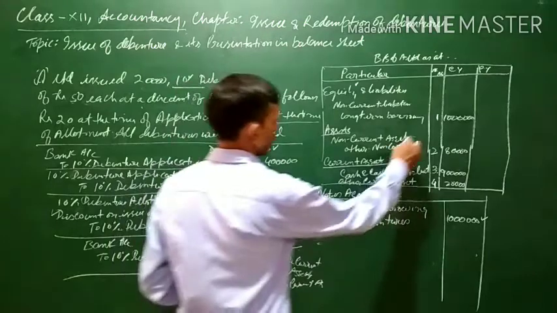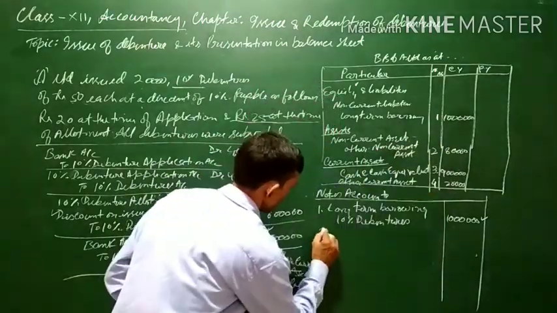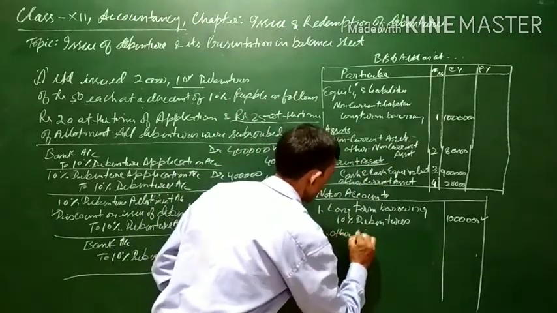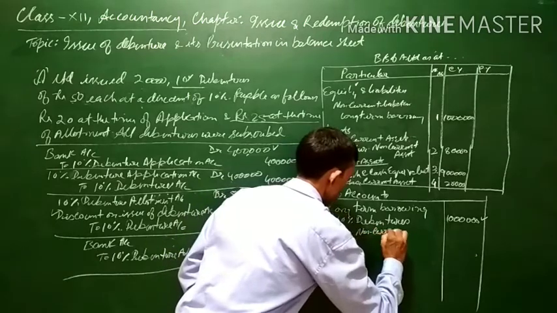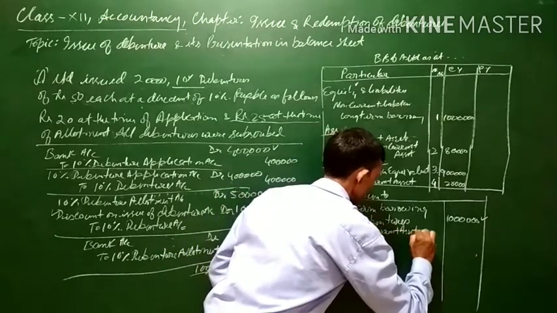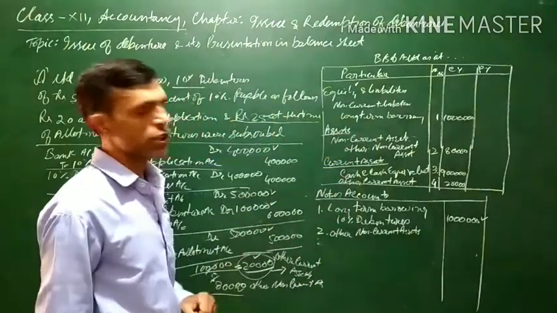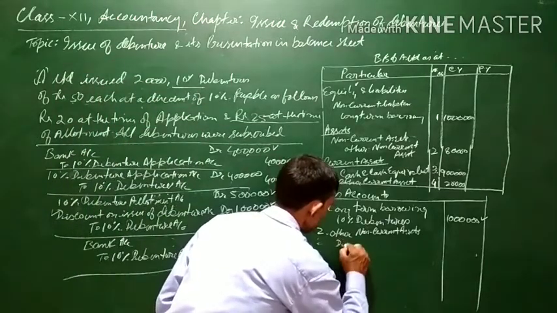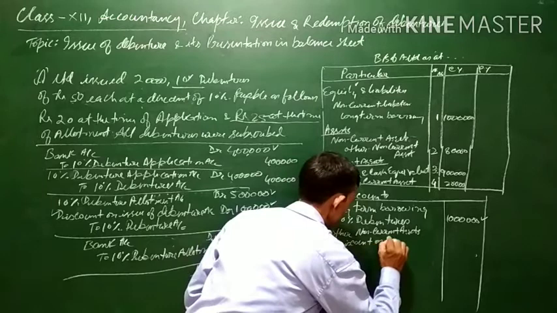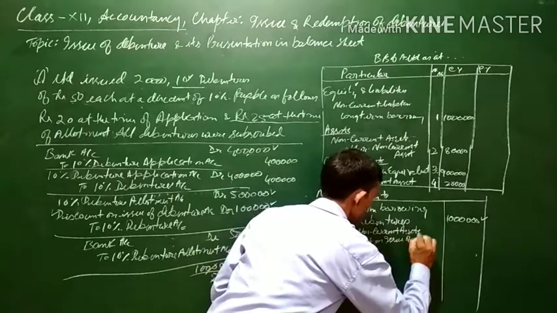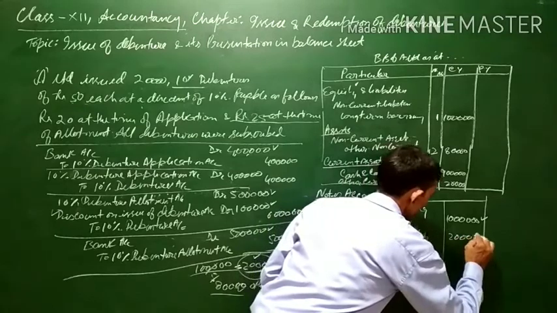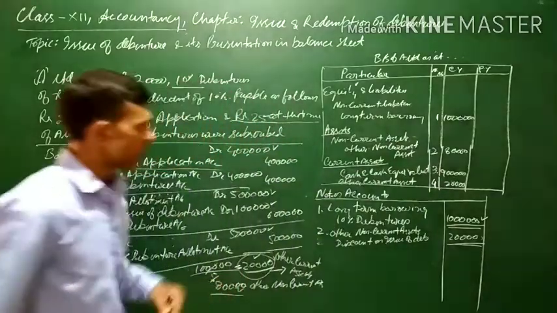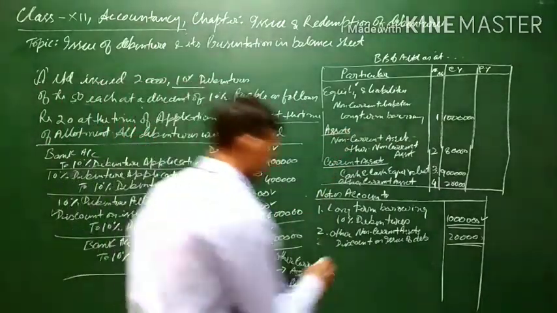Note number 2 is other non-current assets. What is this other non-current asset? This 80,000 of other non-current asset is the discount on issue of debenture. So we will write here discount on issue of debenture, and the amount is 80,000.